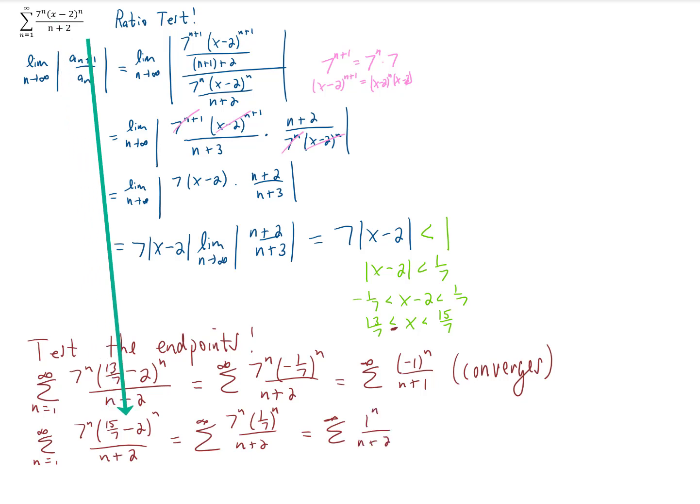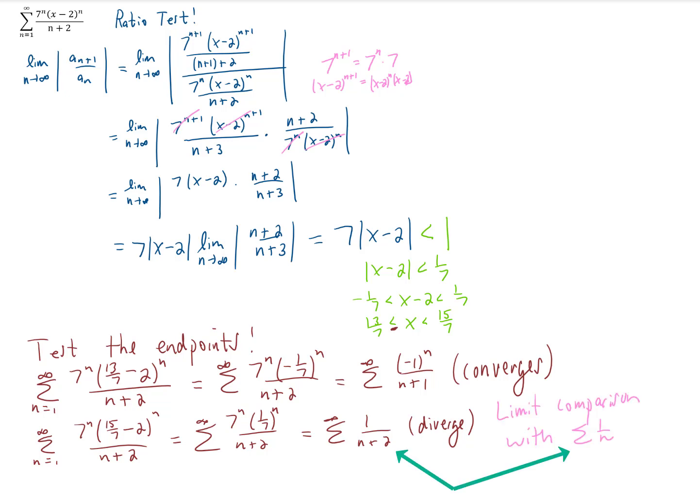What we get in the numerator when we do the simplification here is 1 to the n, which is just 1. So we have an infinite series of 1 over n plus 2. Now that is going to behave just like the harmonic series 1 over n. So this is going to diverge. To make that official, what we would do is a limit comparison test with the series 1 over n. What we would find is that these two series either both converge or both diverge. And since we know that this series 1 over n diverges, it's the harmonic series, then we know that this series also has to diverge.